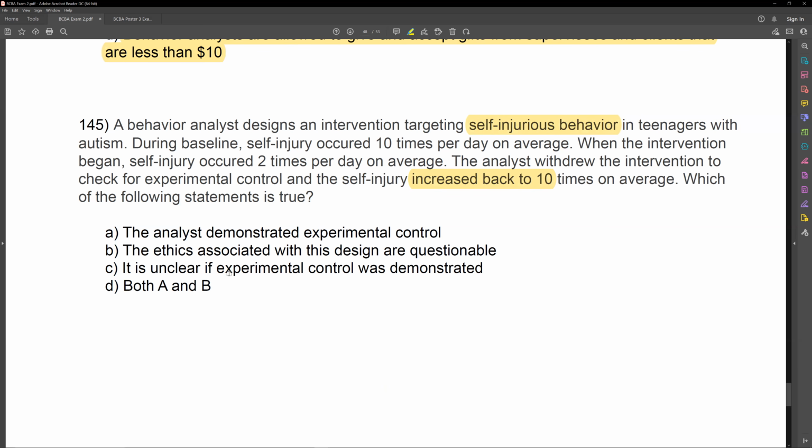And then C, it is unclear if experimental control was demonstrated. Nope, not true. It was clear. Our answer is going to be D, both A and B. Again, why you need to read all of your answer choices, okay? Both can be true. You did demonstrate experimental control, but the ethics are definitely questionable.